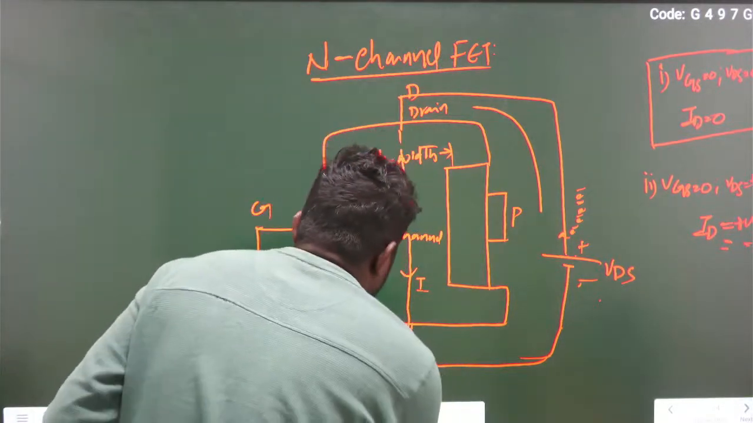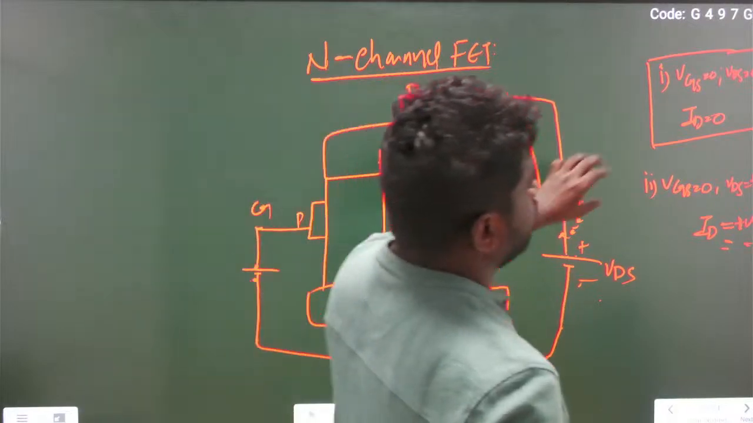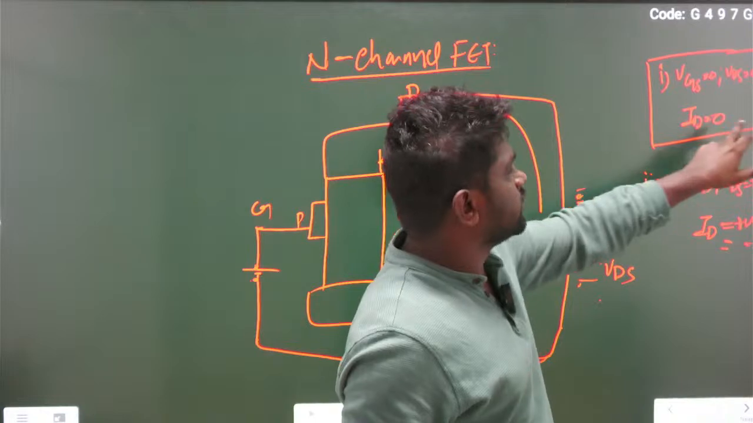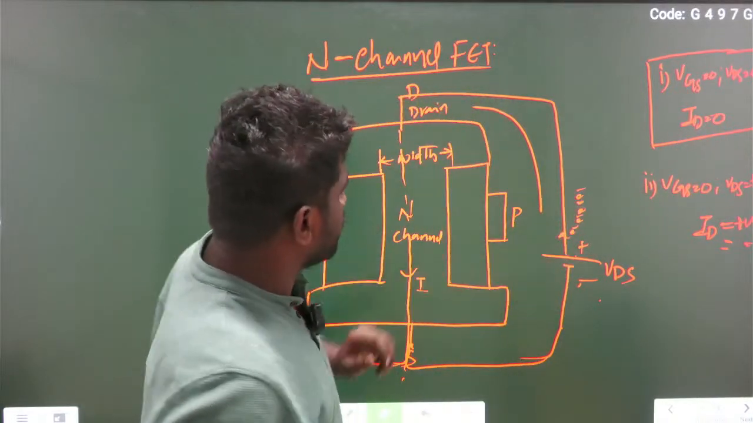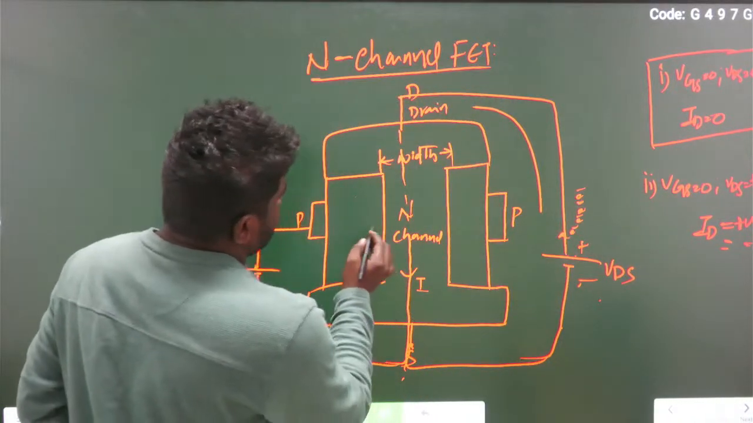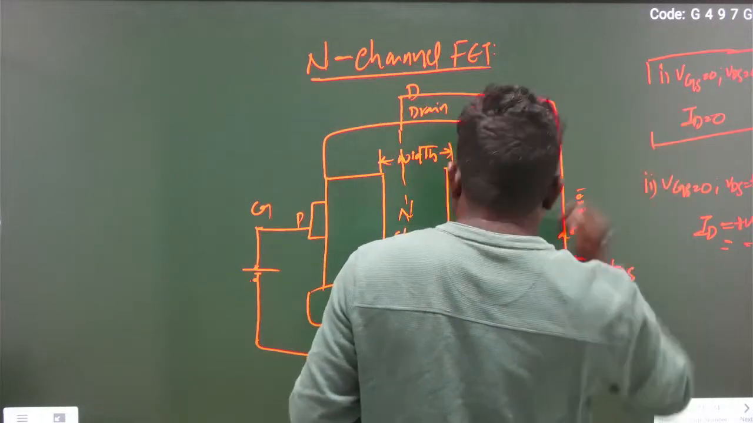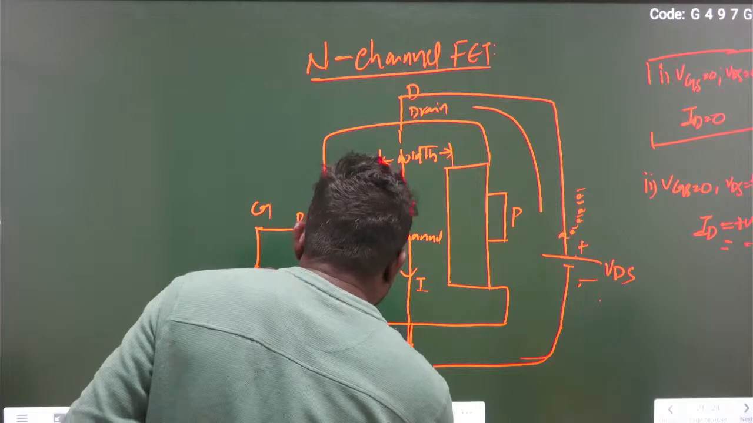Okay. So I have two conditions. One is VGS equal to 0, VDS equal to 0. I am getting ID equal to 0. Now see, I am explaining how this current becomes 0.